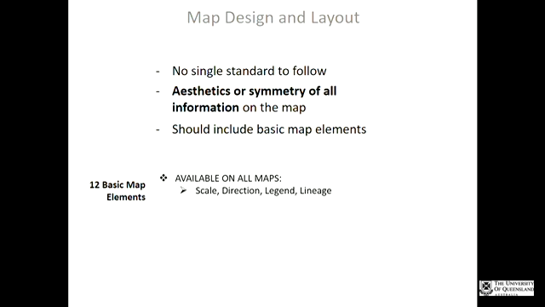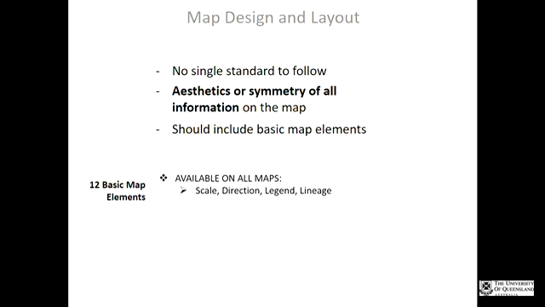Direction refers to which direction is north. Often we show what's known as a north arrow, which shows which direction is north so you can orient yourself. The legend tells you what the different symbols and colors mean in your map. Without that, you have no way of knowing what the map is. And lineage tells you where the map's from, so who created it, what the data was, and the process for generating it.